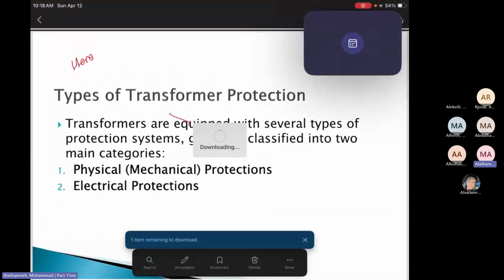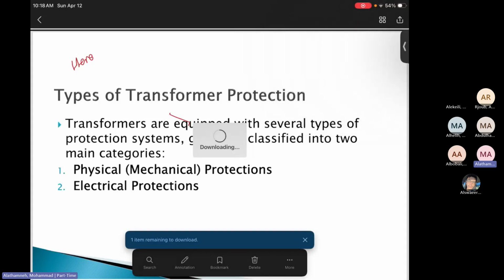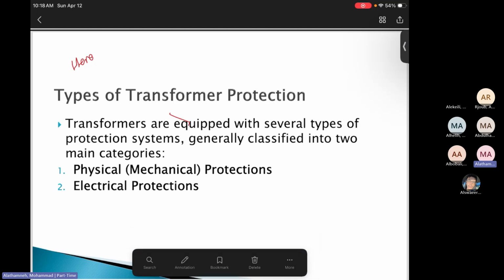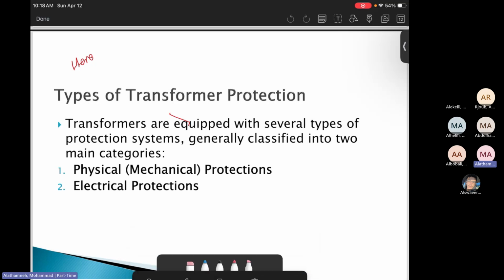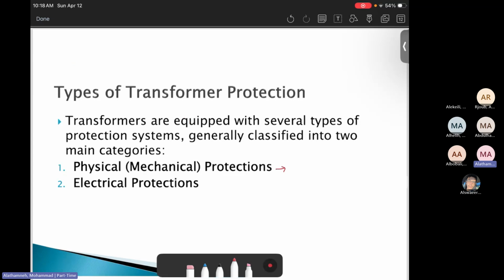Last time we stopped here at the transformer protection. So the transformer protection has two things. The first is called physical or mechanical protection, and the second is called electrical protection. The physical protection is most likely associated with hardware and environments.